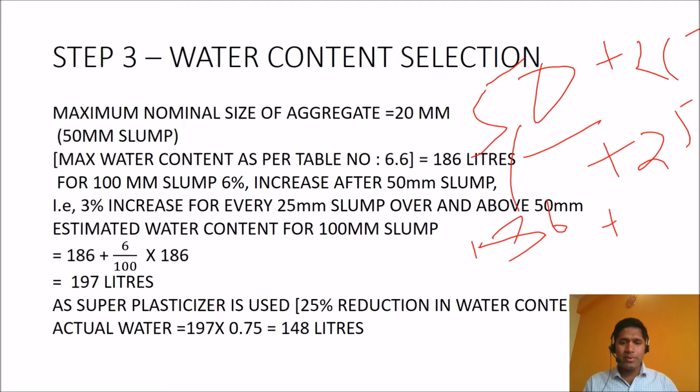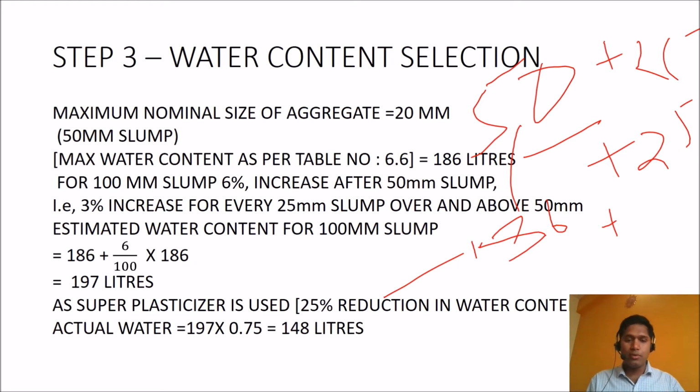As super plasticizer is used in this problem, the super plasticizer can reduce water content by up to 30%. Basically BASF Chemicals, Fosroc and many other construction chemical manufacturers are producing super plasticizers. There are two types, naphthalene based and PC based. Super plasticizer generally comes PC based, a polycarboxylate based admixture, which can reduce up to 30% of the water. Let us assume it can reduce only 25%.